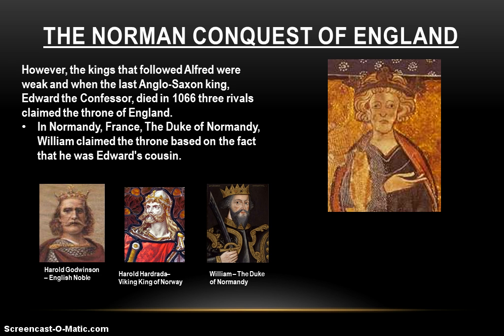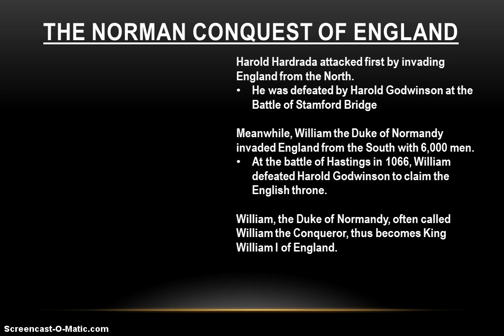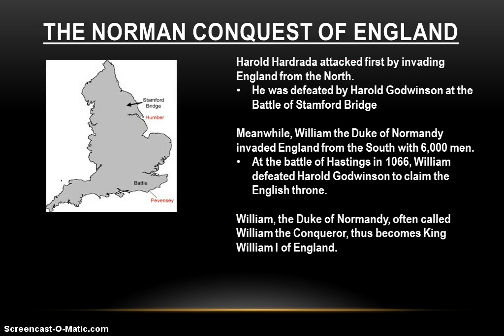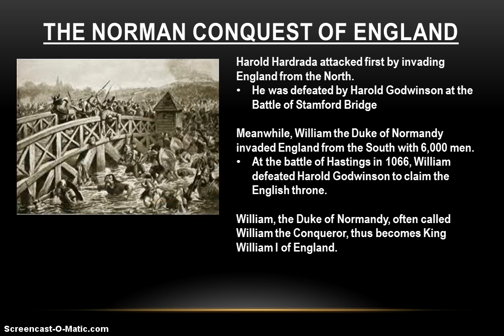Three claimants, only one of them can be king, so you're about to have a knockdown, drag-out battle royal where only one will emerge as the new king of England. And it's Harald Hardrada who strikes first. He attacks first by invading England from the north. And Harold Godwinson, the acting king, in a desperate bid, rallies his armies, goes to the north, and meets Harald Hardrada in battle. And surprisingly, the English defeat the Vikings at the Battle of Stamford Bridge.